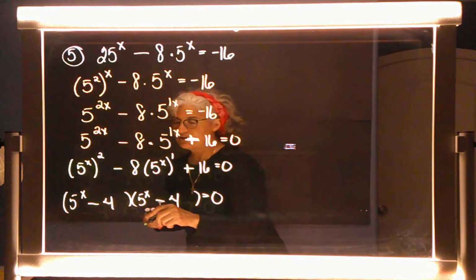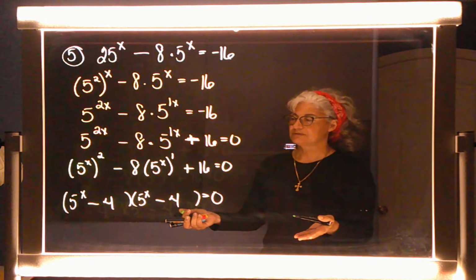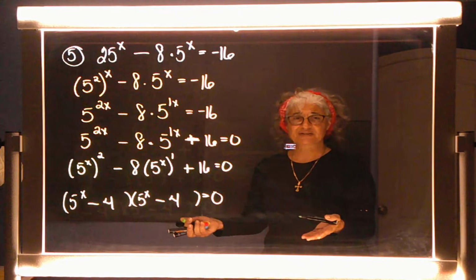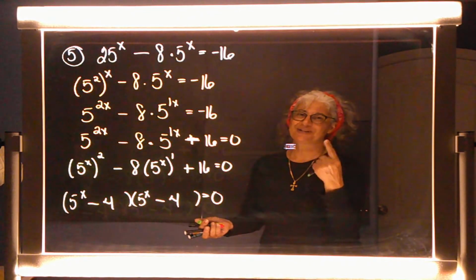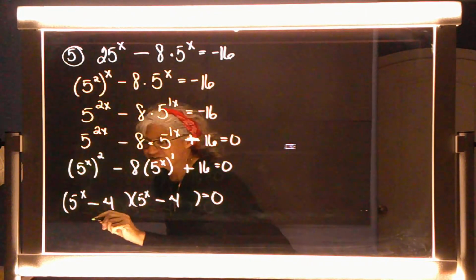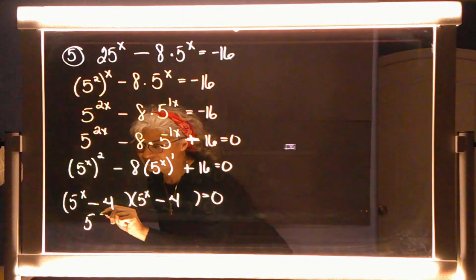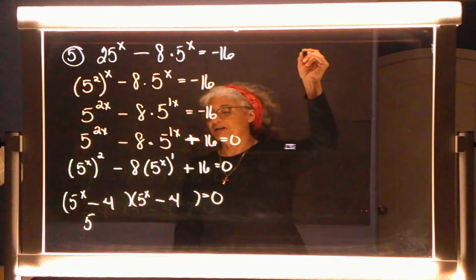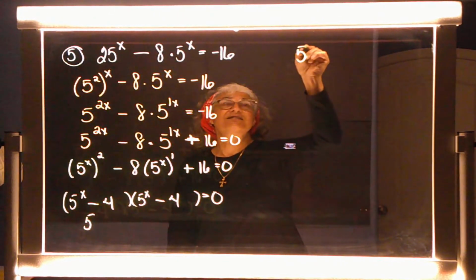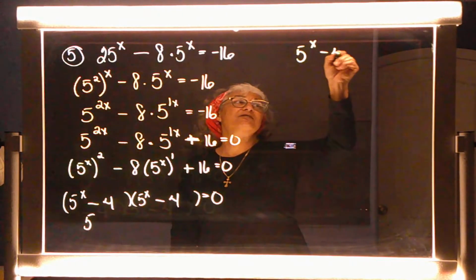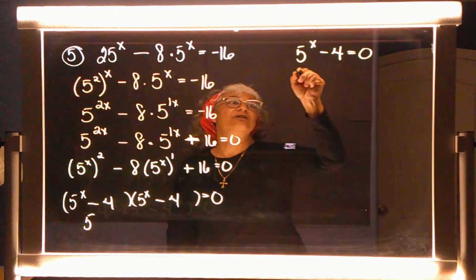Excellent. And so, hey, they're both the same. So how many problems do I really have to solve? Just one. Yay! Okay, so we are going to take this 5, and I'm going to write it up here. Why? Because I have more room. We're going to take this 5 to the power of x minus 4, equal it to 0.